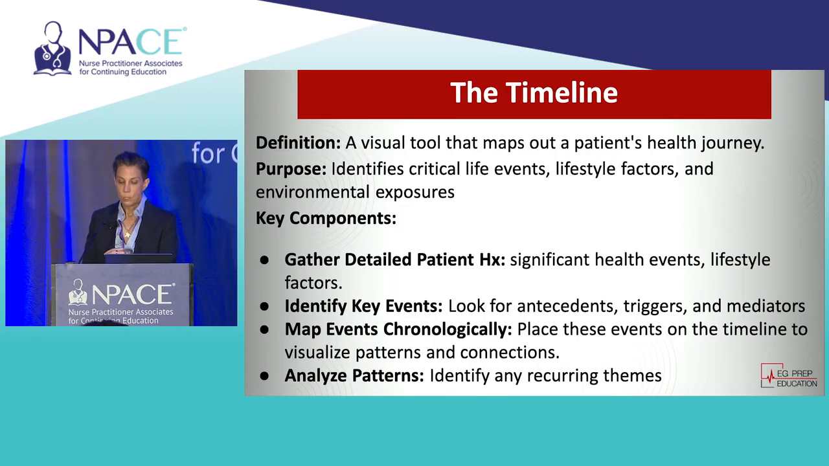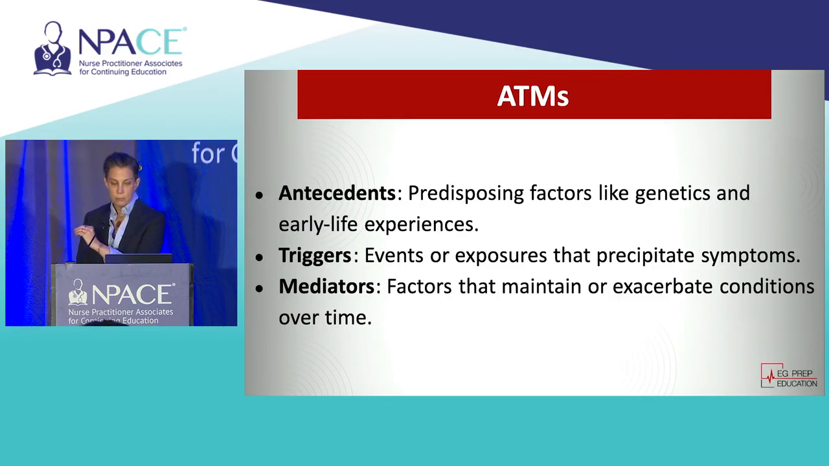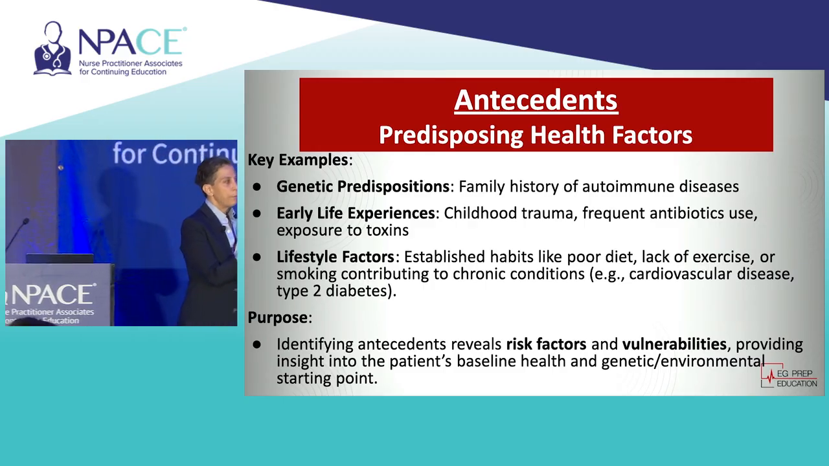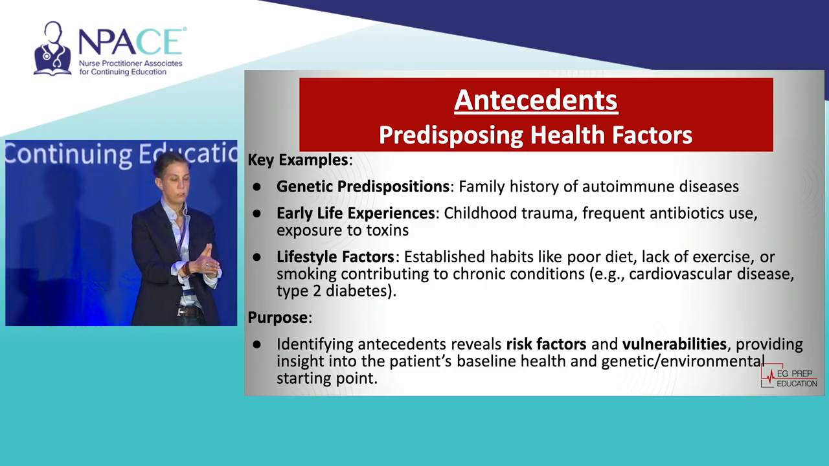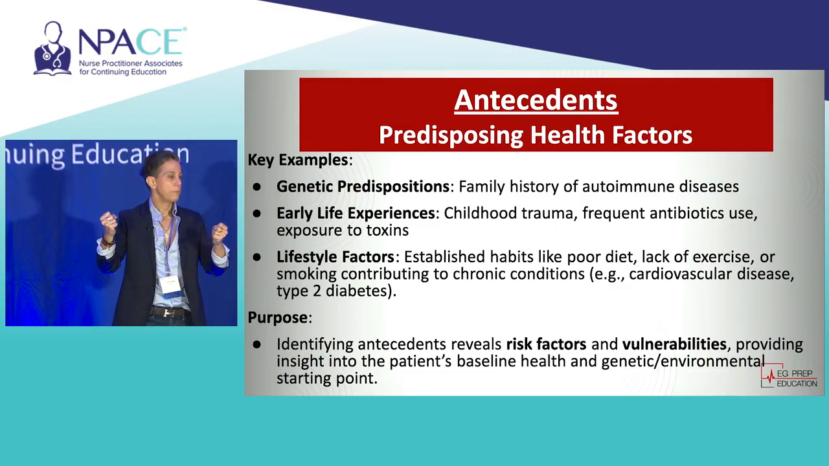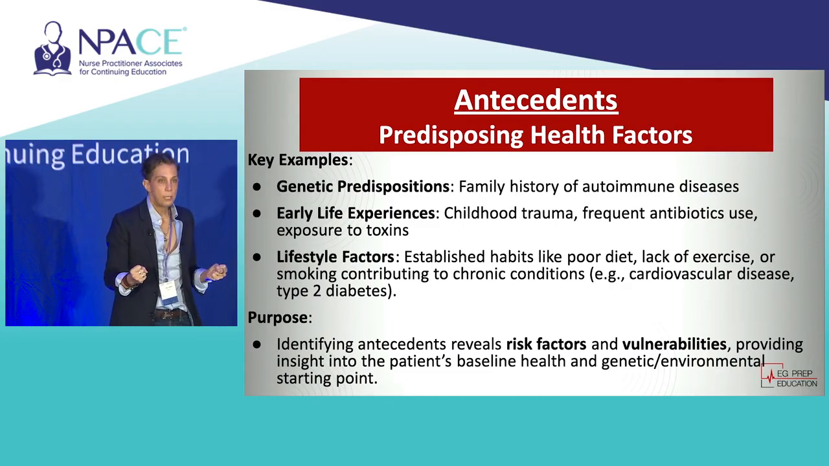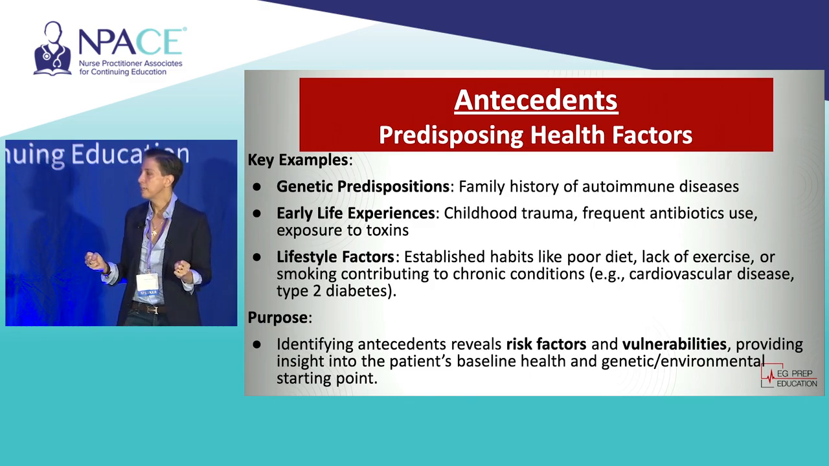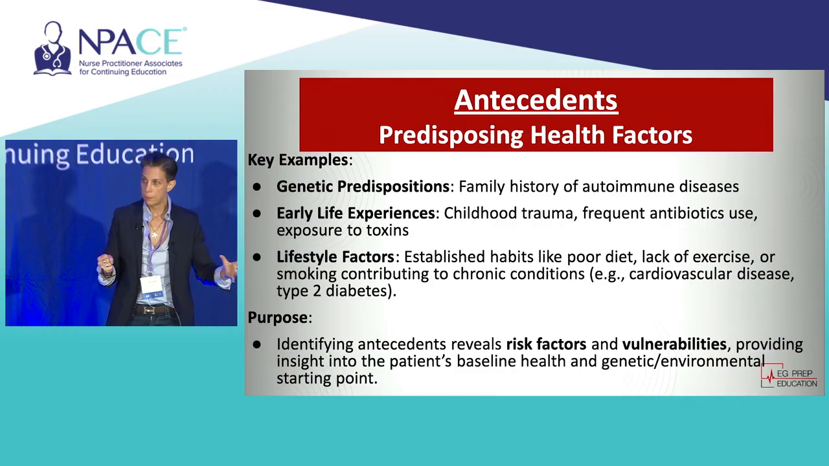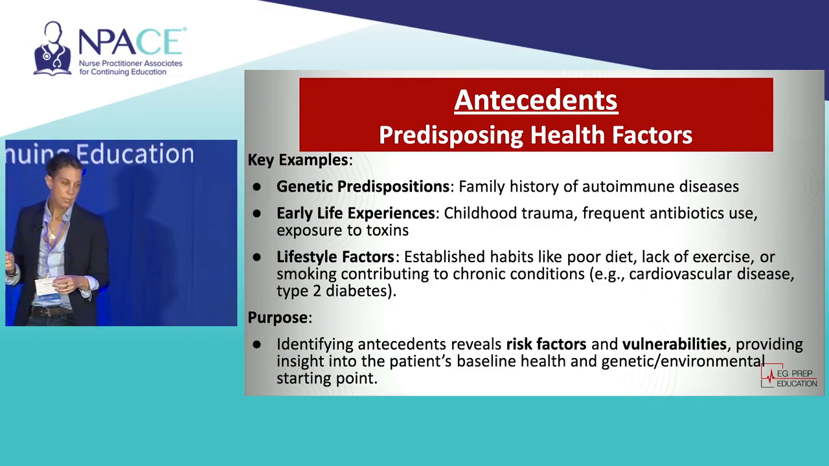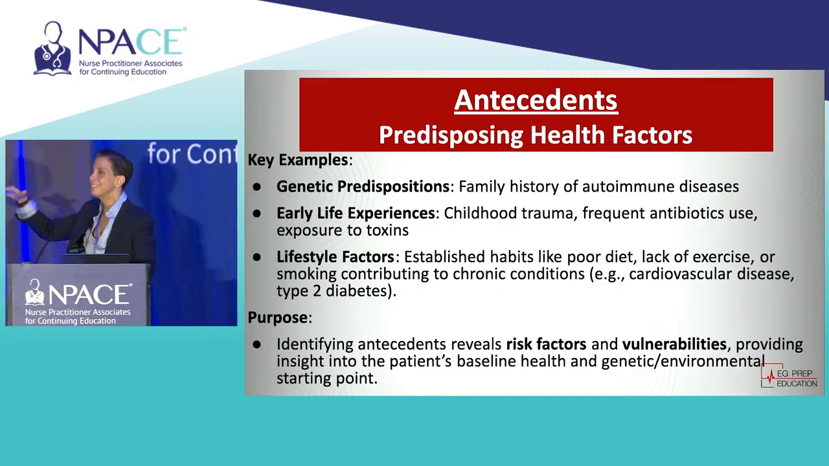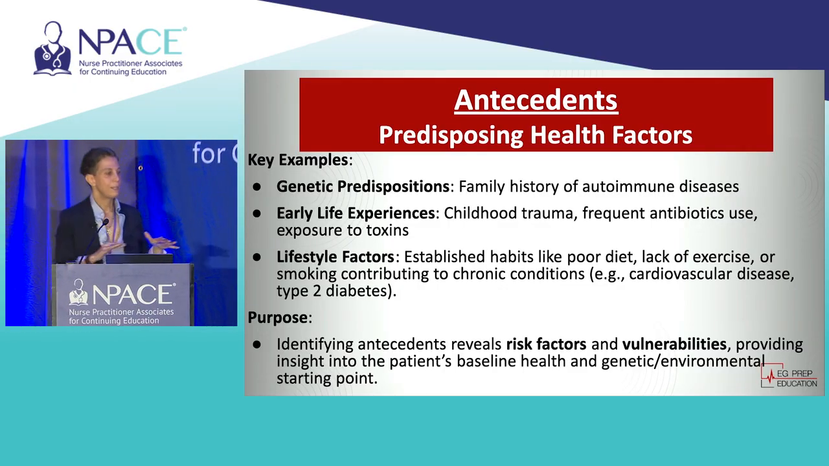And it also looks at something called antecedents, triggers, and mediators. Let me show you what that means. An antecedent is something that predisposes you to a health issue, right? So we just said a genetic predisposition, right? Mom has RA, so your joints hurt first thing in the morning, but your RF factor is negative, you're cooking an RA until proven otherwise. Early life experiences, childhood trauma, frequent antibiotic use, exposure to toxins, and what are you exposed to now? These are the things that set the stage for you to become sick.